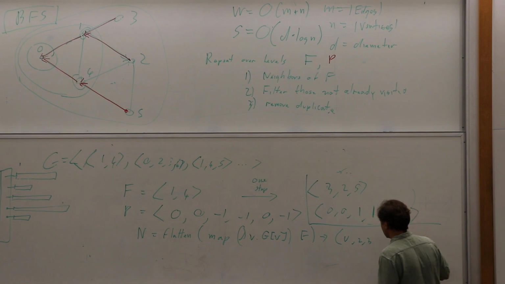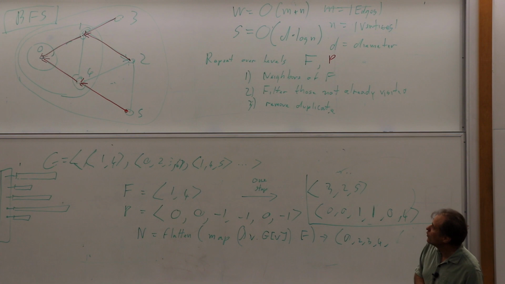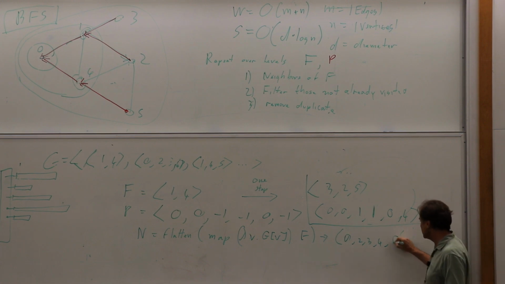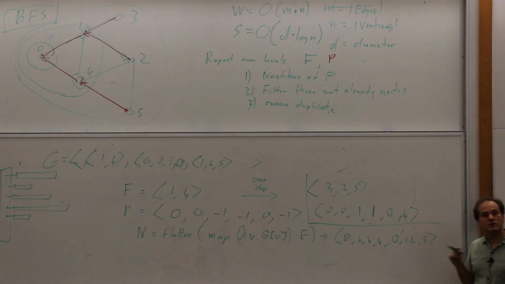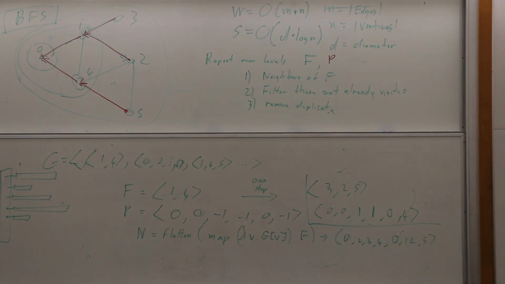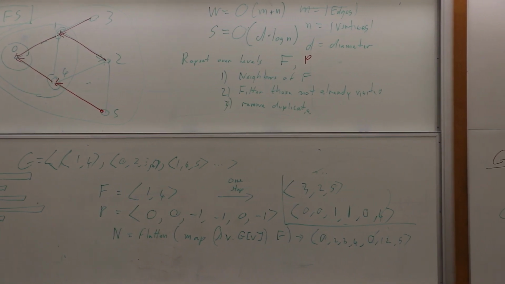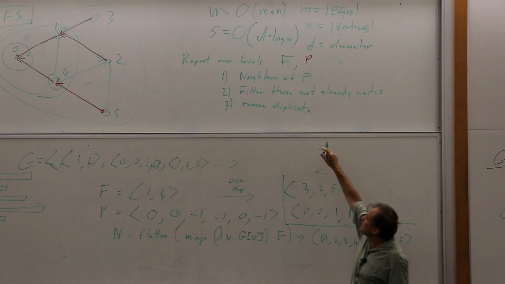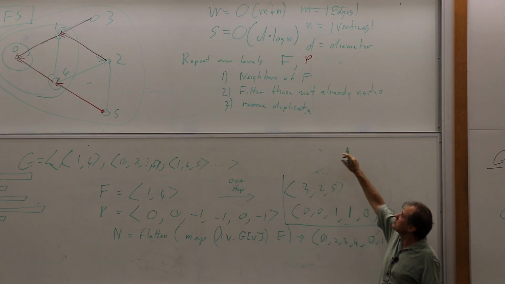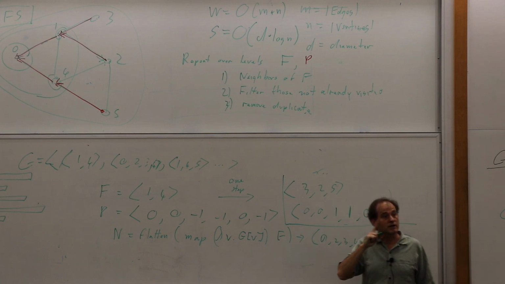Okay, so 0, 2, 3, 4, and the neighbors of 4 are 0, 1, 2, 5. I just grabbed them all and flattened it all. So that can be done in parallel. So in parallel, for everyone on the frontier, I grab all the neighbors. So if you look at it, I'm basically just implementing these 3 steps here. Neighbors of F, filter. I'm just giving you one level more detail of how to do that.